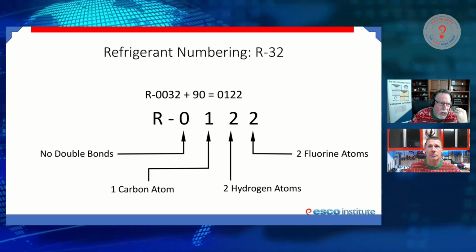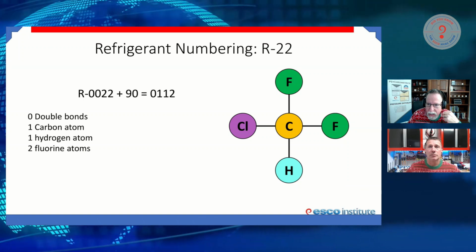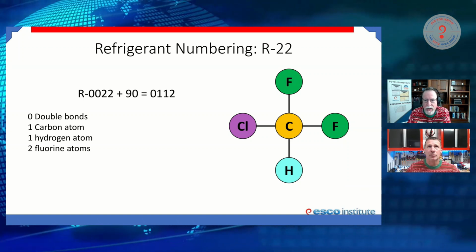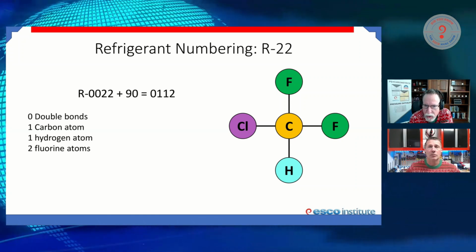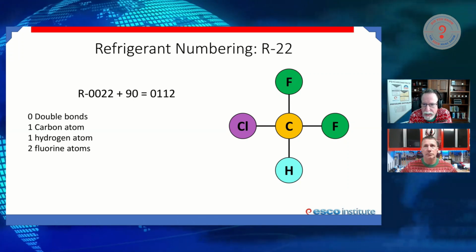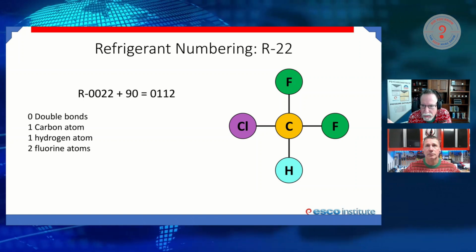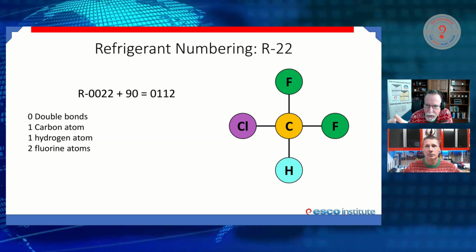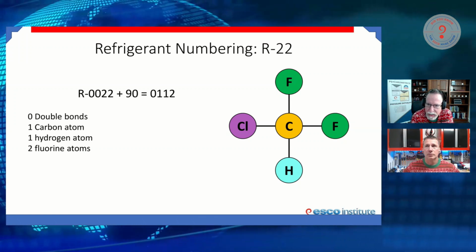So let me just back up real quick. Here was R22. R22 has 1 carbon atom, hydrogen, chlorine, and fluorine. So what type of refrigerant is R22? R22 is a hydrochlorofluorocarbon because it contains hydrogen, chlorine, fluorine, and carbon.